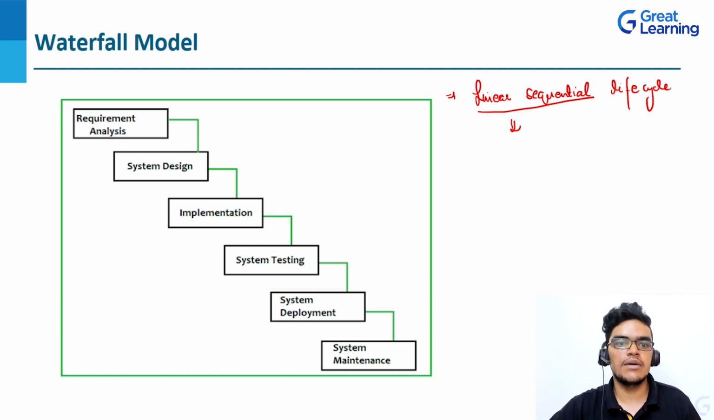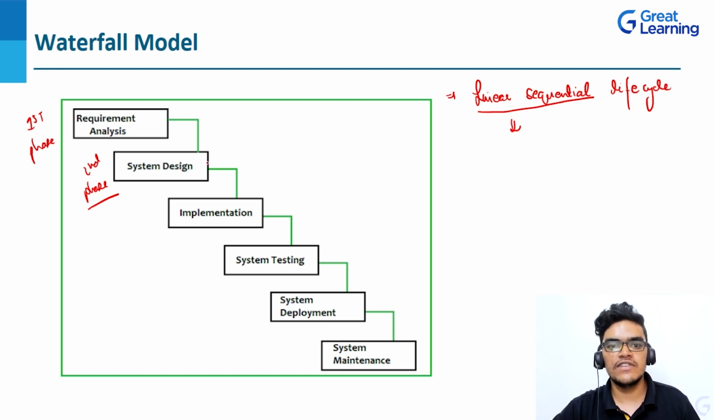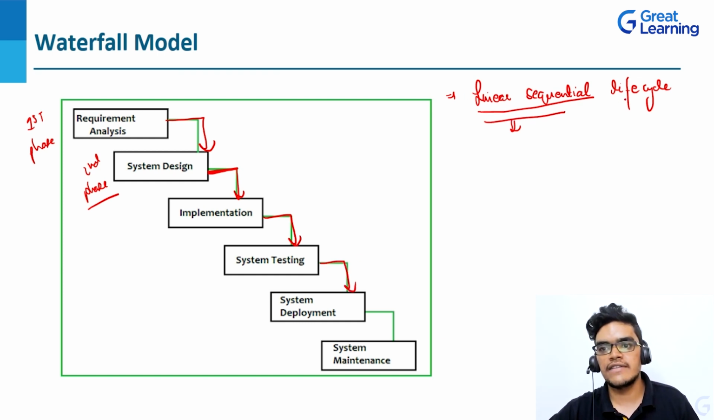So let's take an example. This is my first phase and this is my second phase, as we know, right? So once our first phase is completed, then only the second phase will start. And also the output of the first phase will be treated as the input for the second phase, right? Similarly, here the output of this phase will be treated as the input for this phase. So in this way, this model works. So that's why we say it's a linear sequential life cycle.